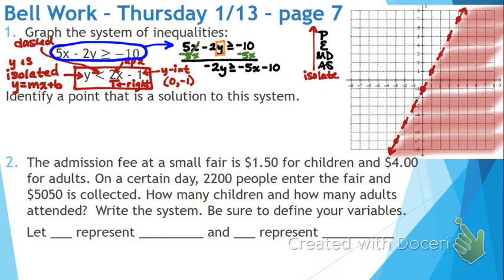Is my y all alone yet? No. What do I still need to do? What's connecting the negative 2 and the y together? I like your idea because most of the time we are going to plus there. Multiplication is the thing that's connecting these two together. And so I need to break or undo that operation there. So we're going to divide, yes. I'm going to divide by negative 2.